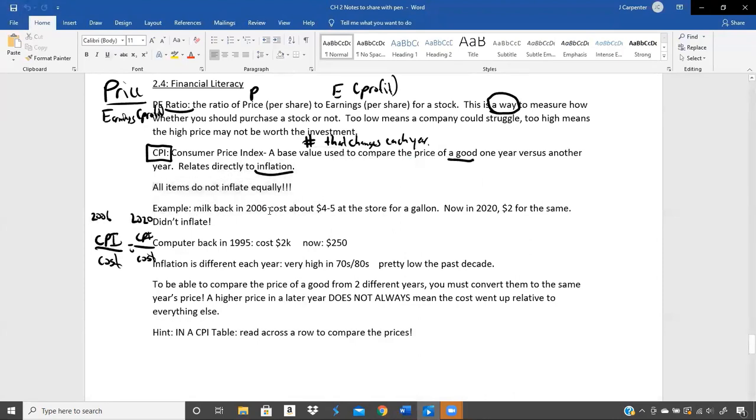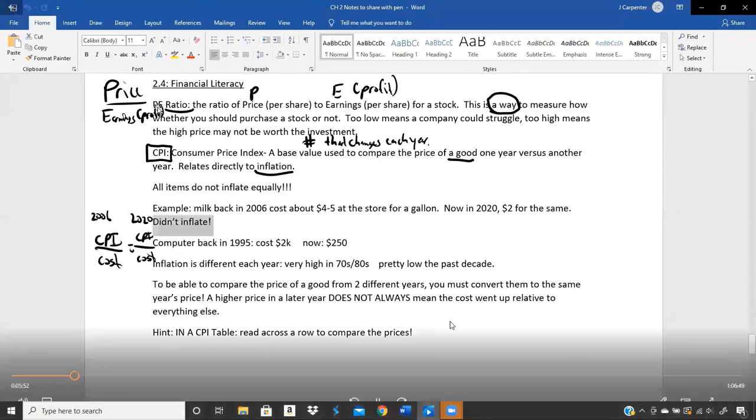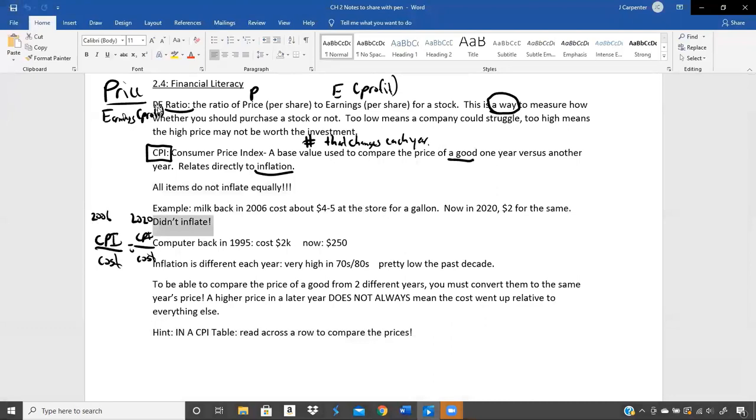For example, milk back in 2006 cost about $4 to $5 at the store for a gallon. And again, regular milk, not whole milk, not organic. Now in 2020, it's about $2, like $2.20 or $2.30 if you're buying 2% milk. So that milk definitely did not inflate at all. In fact, it deflated, because the dollar is weaker now after 14 years. It's gone down pretty much every year. Notice I said pretty much every year. It doesn't always go down.